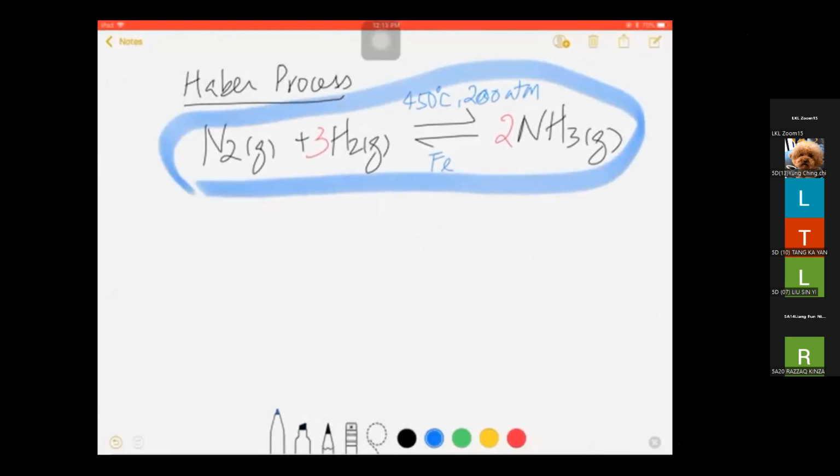Pressure is 280 atm, while the catalyst is finely divided iron. Please memorize all, you have to.